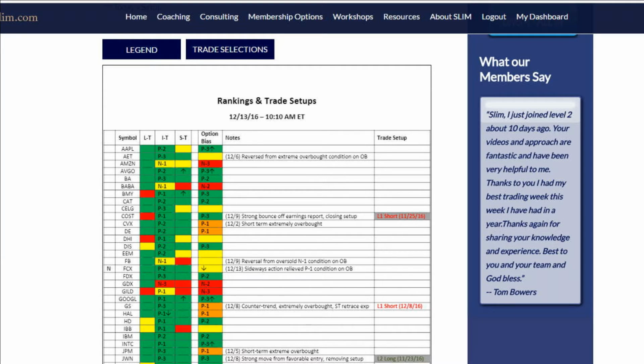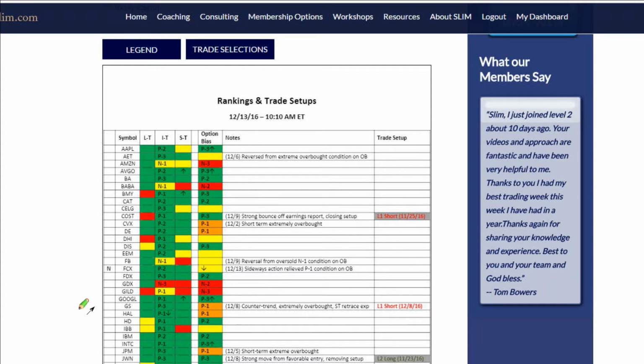So everything about Avago says positive: long-term, intermediate, and short-term. And our option bias says that, well, if you had a position in Avago, even though it's near all-time highs, you would want to be on the positive side. So those are the different rankings that are put in here for our level 3 service. Now what we also do is we put in notes so that you'll get some sense around what the different conditions are and what it exactly means.